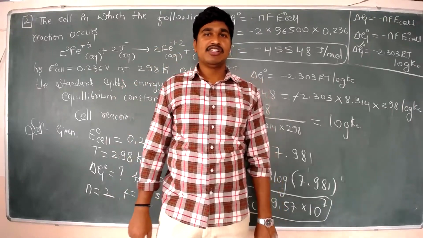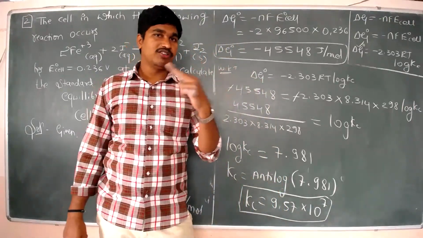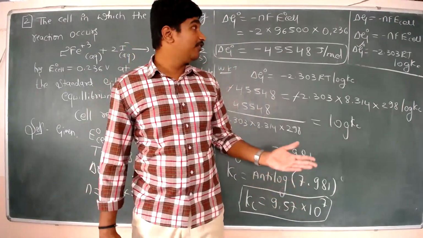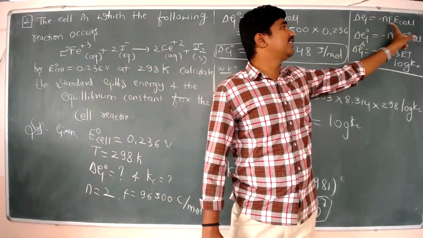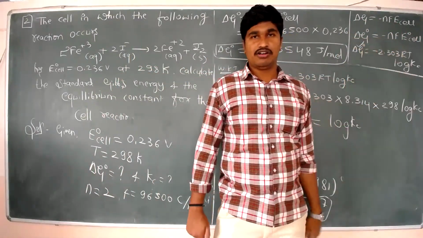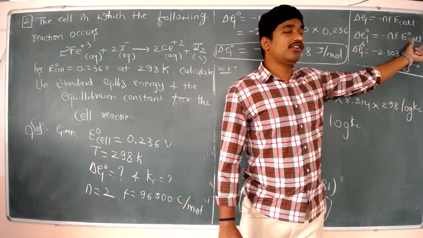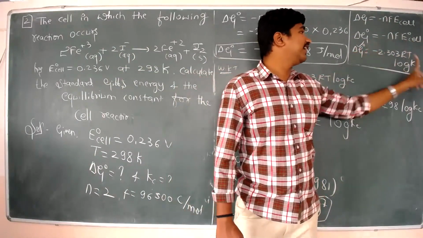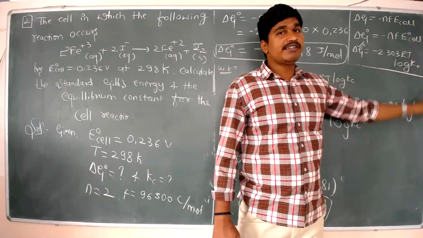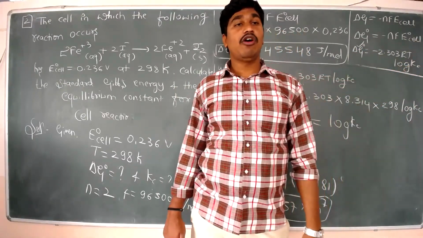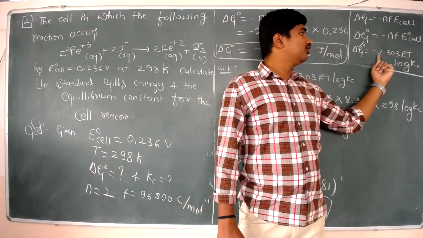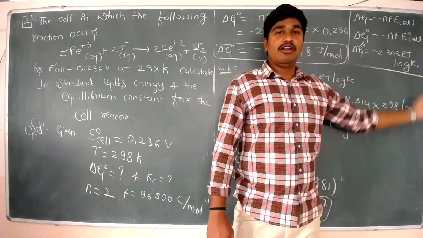Charge of 1 mole means 1F, 2 moles means 2F, n moles means nF. Electrode potential I am taking as E cell. Then we derived this formula: delta G is equal to minus nF E cell. For a standard cell, delta G naught is equal to minus nF E naught of cell. After substituting E naught of cell, that is 2.303 RT by nF into log Kc, nF gets cancelled. That gives delta G naught is equal to minus 2.303 RT log Kc.